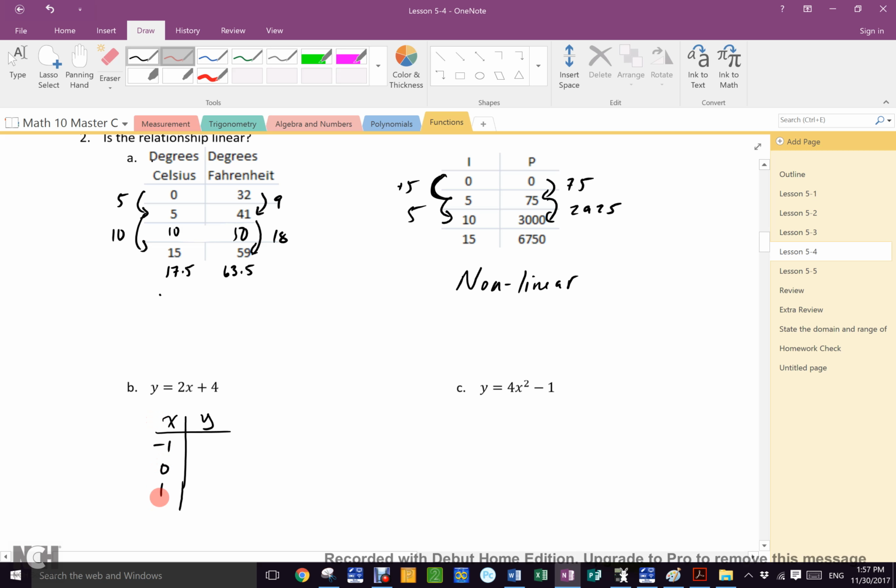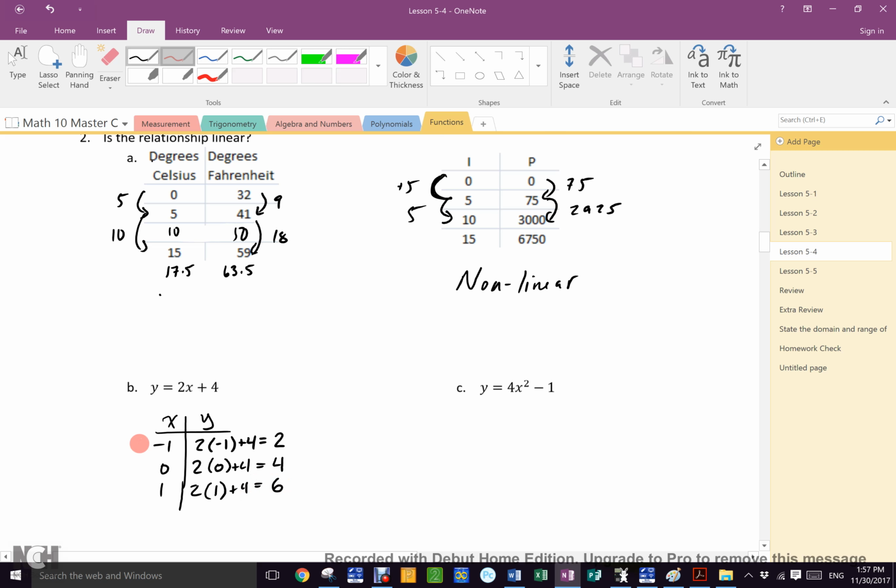I am choosing to use those numbers. If I say x is -1, what do I put there? -1. So the y value is 2 times -1 plus 4. What is it? That would be 2. If I put 0 in, what would it be? 2 times 0 plus 4 would be 4. If I put 1 in, what would it be? 2 times 1 plus 4 is 6.